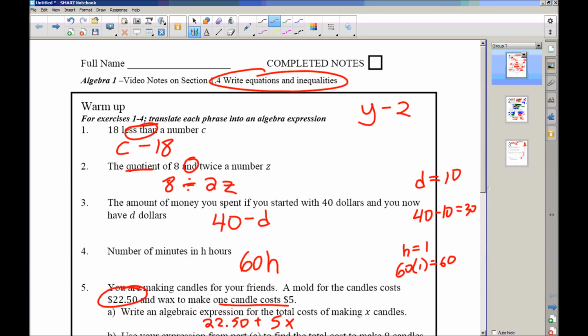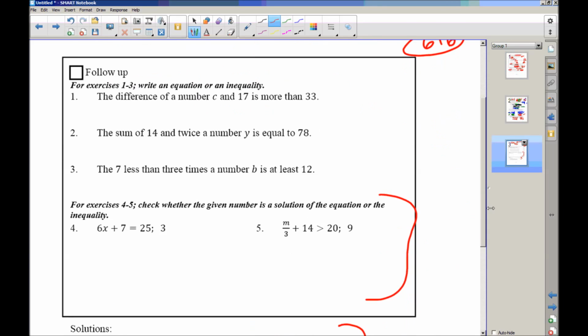The way I grade these is 5 points for taking the notes, and when I have a follow-up, you get 5 points for completing the follow-up correctly. So that is a total of 10 for the homework.